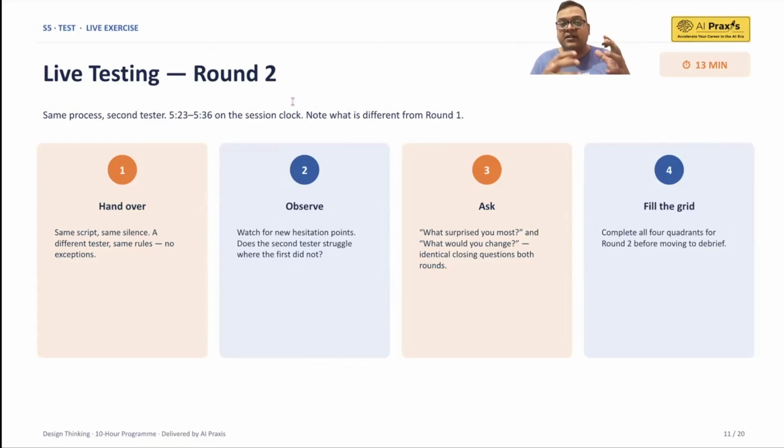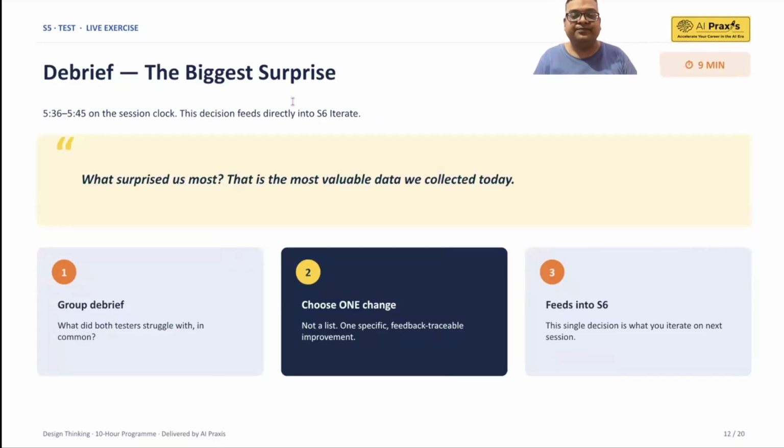So remember, great design decisions are not based on the loudest voice in the room. They are based on consistent evidence collected from real users. That's exactly what round two helps you discover.